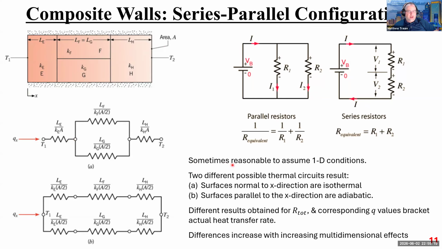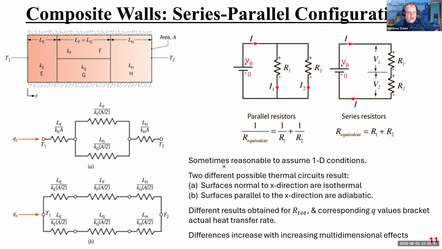So that's why I say here sometimes it's reasonable to assume 1D conduction, right? In that we're making that 1D conduction assumption in this kind of series parallel configuration for composite wall, recognizing that we're not allowing a heat transfer path from, say, the hotter member to the colder member. So I say here, two different possible thermal circuits result. We have surfaces normal to the x direction that are isothermal, right? So that's what I described. We have constant temperature here, here, here, here. So those are all isothermal surfaces.